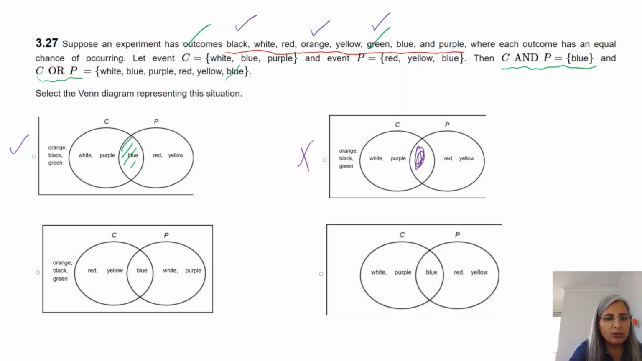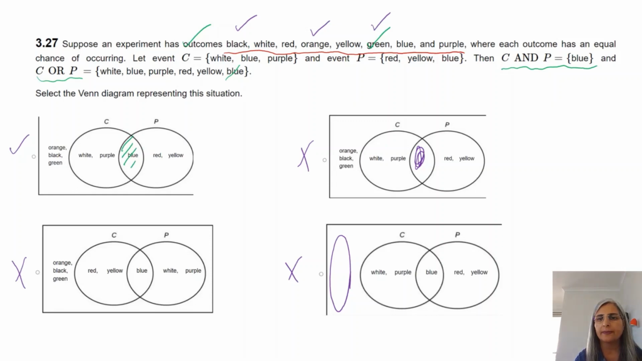In the third choice on the left, which has to be the wrong choice, we see that C has red, yellow, and blue, and P has white, purple, and blue, which is the wrong combination of sets, because the colors in C are actually in P, and the colors in P are actually in C. And the last choice, which is obvious, is lacking the outliers. So this is not the right choice. So we made the first choice as the right choice.